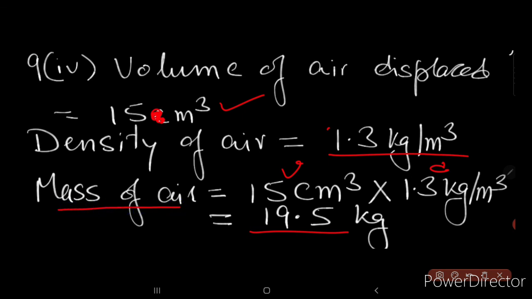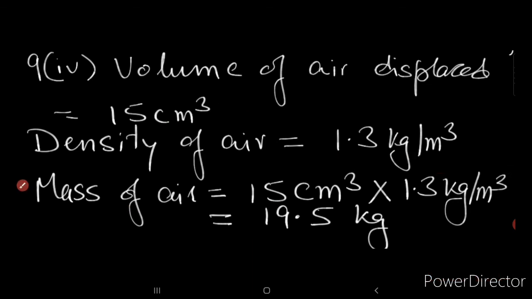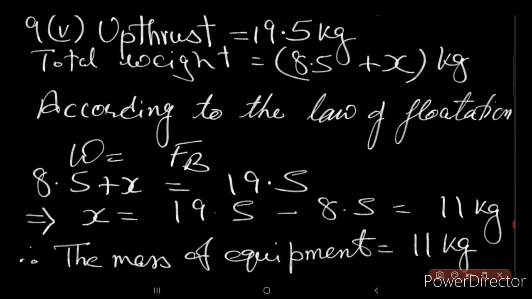So what will be the weight of air? It should be 19.5 kgf. Okay, we need that for number 5. In question number 5, the upthrust will be equal to 19.5 kgf, right? Why will the upthrust be 19.5 kgf? Because that is the weight of the air displaced, right? Now the total weight will be 8.5 plus x kg, the total weight of the equipment and the balloon and hydrogen, etc.